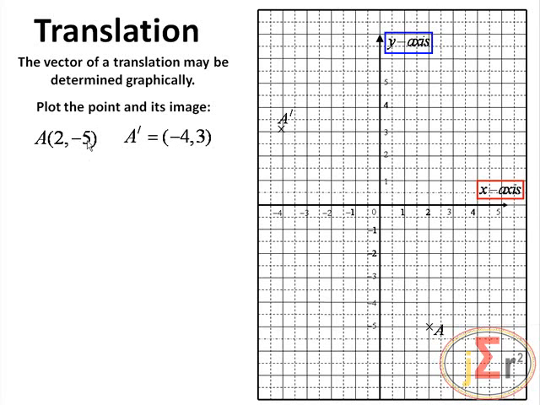No problem seeing (2, -5). Let's see what (2, -5) looks like. Remember, we go x first, 2, then -5. So 2, then 1, 2, 3, 4, 5. So we go 2, then 5 in the negative y direction, and that's our A. What about A prime? We have -4, 1, 2, 3, 4. And then we have positive 3 in the y direction, 1, 2, 3.